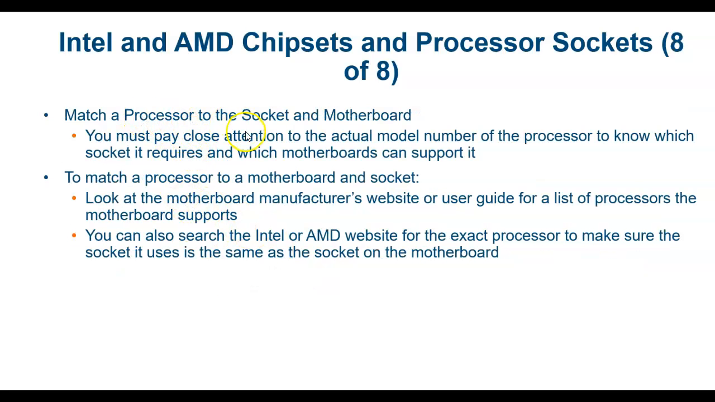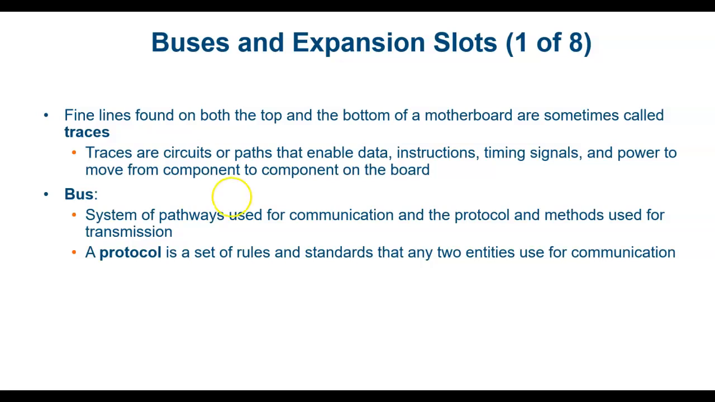Match a processor to the socket on the motherboard. You must pay close attention to the actual model number of the processor to know which socket is required and which motherboard can support it. The motherboard manufacturer's manual is your Bible for your computer. To match a processor to a motherboard and socket, look at the motherboard manufacturer's website or user guide for a list of processors the motherboard supports. You can also search Intel or AMD websites for the exact processor to make sure the socket it uses is the same as the socket on the motherboard.